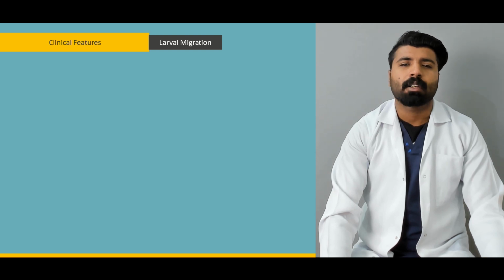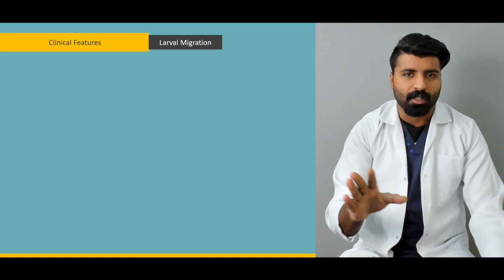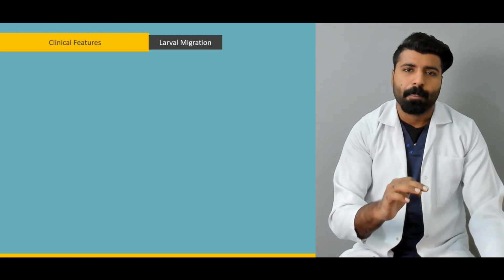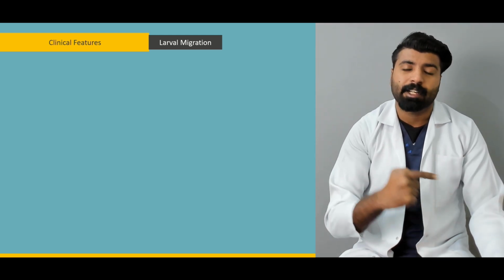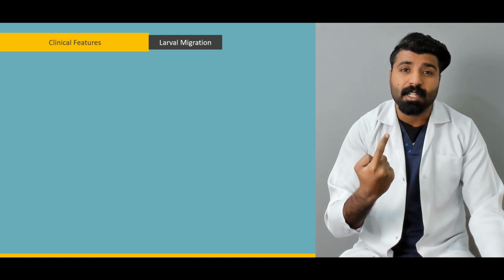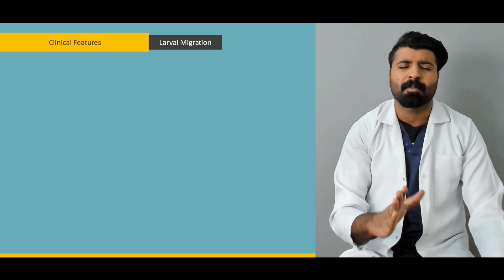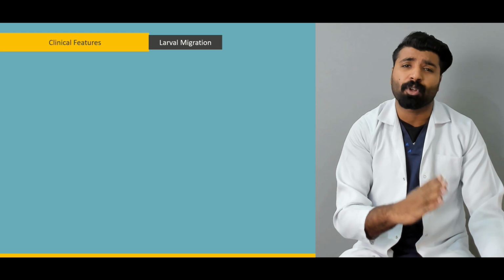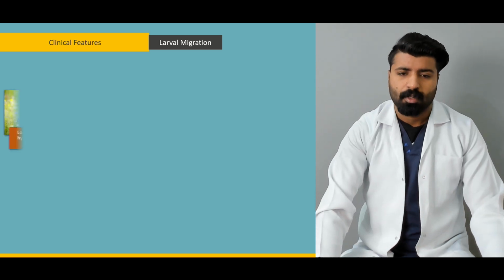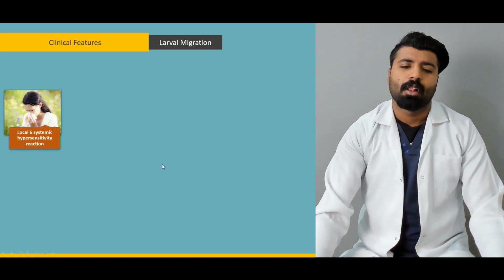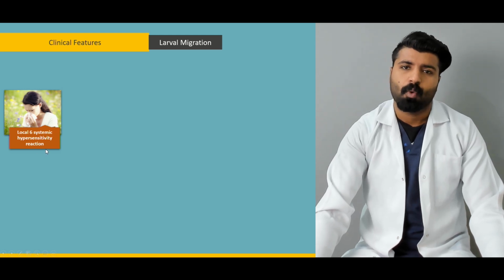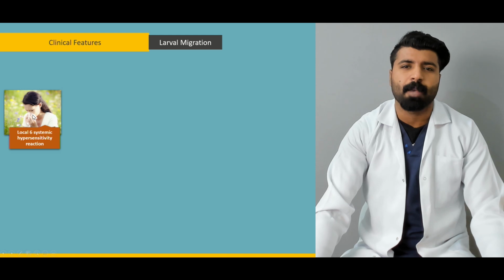Now, what are the clinical features of larval migration? Not infection, larval migration. It can be in muscles, it can be in the brain causing diffuse lesions, it can be anywhere in the body. In some cases, it can go into your eyes. So let's talk about it. Local and systemic hypersensitivity reactions. What are local and systemic hypersensitivity reactions?